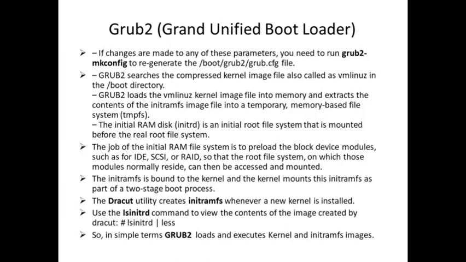The initramfs is bound to the kernel, and the kernel mounts this initramfs as part of a two-stage boot process. The Dracut utility creates initramfs whenever a new kernel is installed. Use the command ls initrd to view the content of the image created by Dracut. So in simple terms, grub2 loads and executes the kernel and initramfs images.